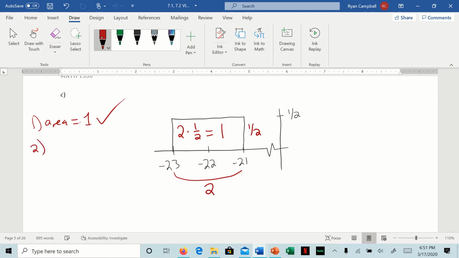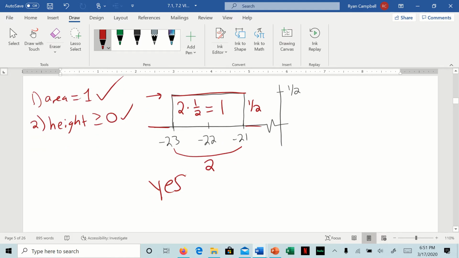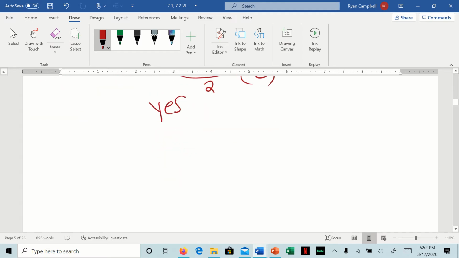Good. Second one. Is the height of each of them greater than or equal to 0? Yeah. The height's actually right here. It's at 1/2, and anything beyond that is just at 0. Good. So is this a probability distribution? Yes, it is. It doesn't say anything about what the actual data is, right? These could be negative. We could talk about this might be degrees Celsius. You could have a negative degrees Celsius. That makes sense.